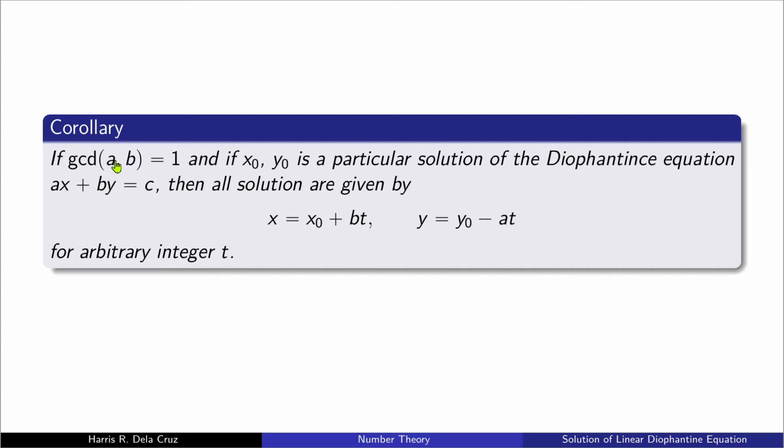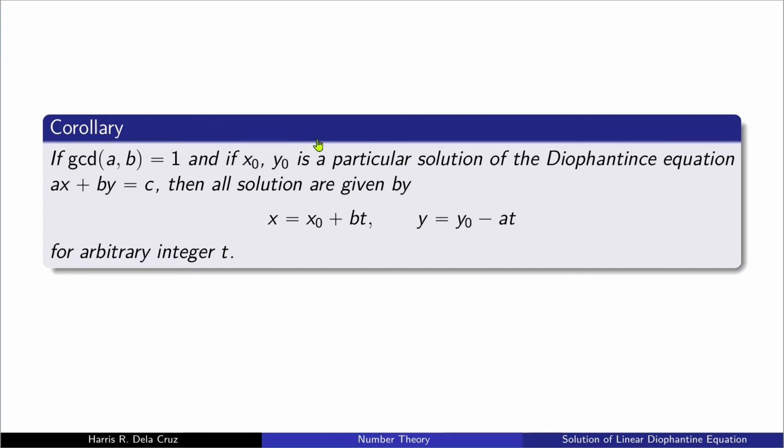Now, if it so happened that the GCD of A and B is equal to 1, and since 1 divides any number, then whatever the value of this C in our Diophantine equation, 1 will always divide that. So if the GCD of A and B is equal to 1, then by the previous theorem, this Diophantine equation has a solution.